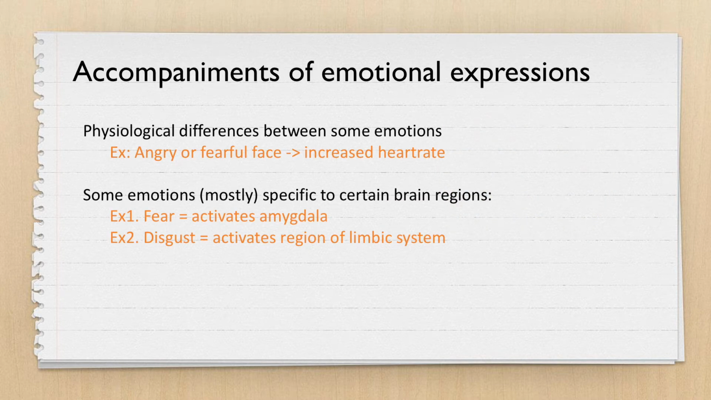According to discrete emotion theory, these primary emotions have distinctive patterns of physiological responding. In other words, we have different physiological reactions associated with making certain faces. So, for example, when we make an angry or fearful face, physiologically, we are also experiencing a more rapid heart rate.